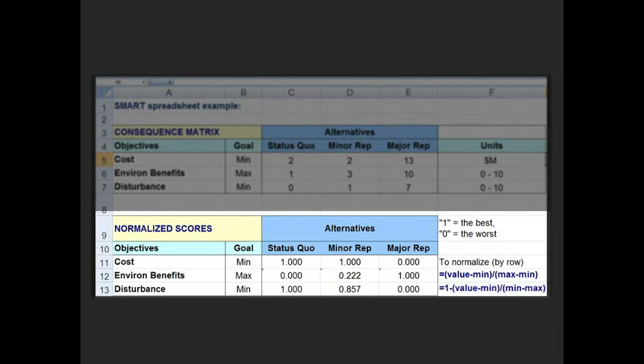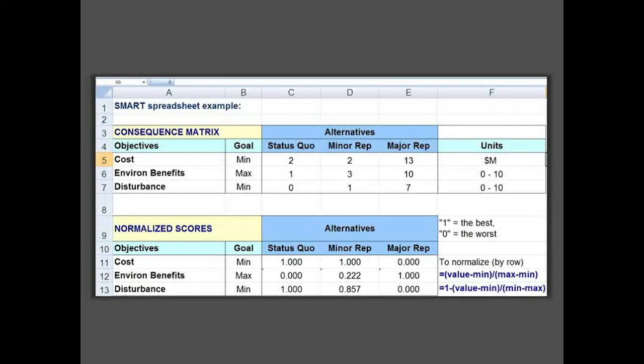Below that here, what we have is a normalized version of that. What we've done basically is the best situation for each objective, the best alternative, gets a score of 1, and the worst gets a score of 0. So for the cost, the most expensive alternative, the major repair, is a 0, and the best, the status quo, and actually the minor repair are tied on this one, gets a 1. And what we do is we use some equations to do that.